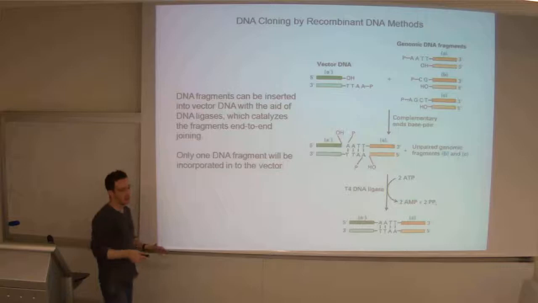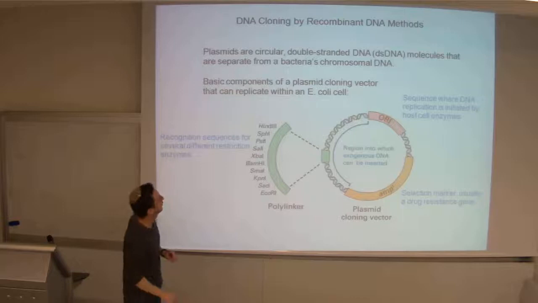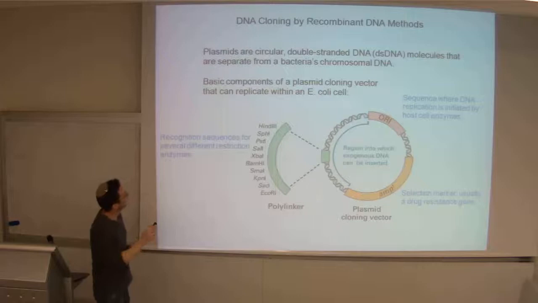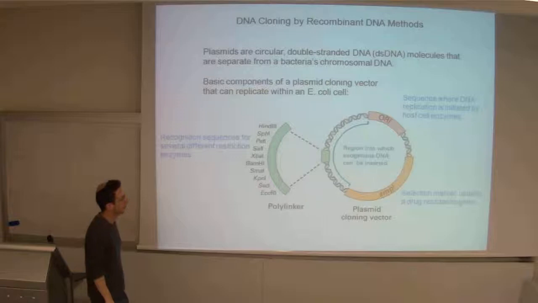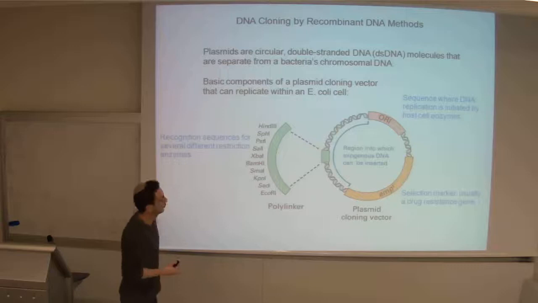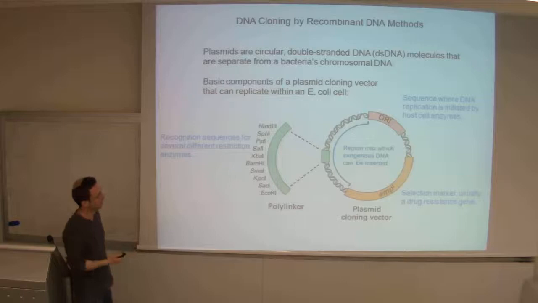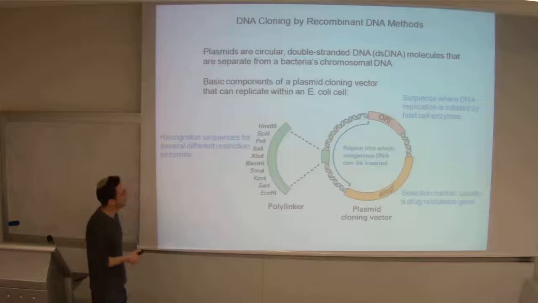There are several kinds of vector molecules, and the most common one in different labs is a plasmid. Plasmids are circular double-stranded DNA that are separate from a bacteria's chromosomal DNA. So they occur naturally in a bacterium, for instance in E. coli. Along the years they have been modified tremendously, and their structure is really not what was originally there, to allow for easy and versatile work with them, to incorporate different DNA fragments into them. And again, different structures for these plasmids exist.